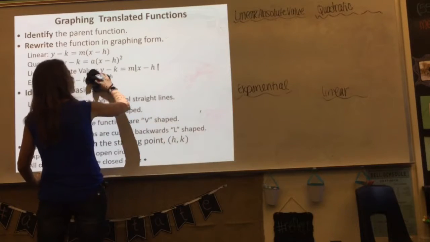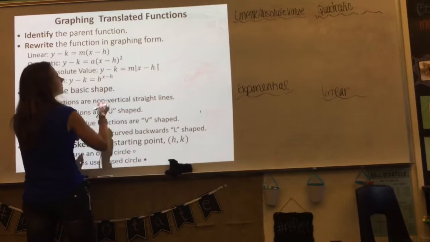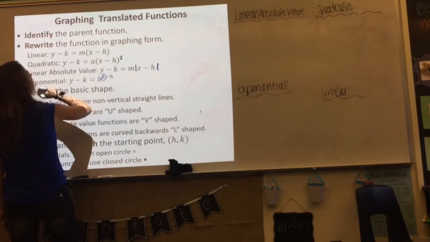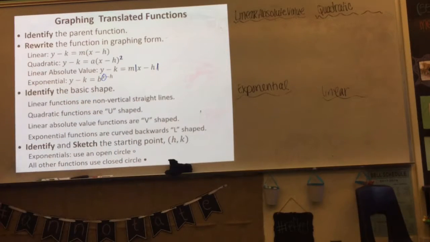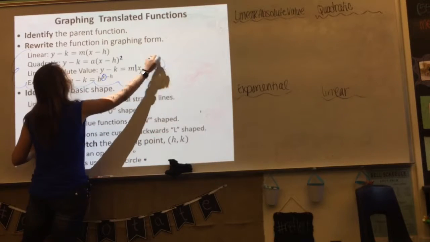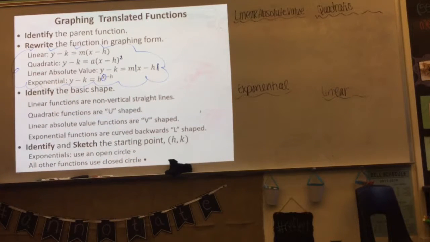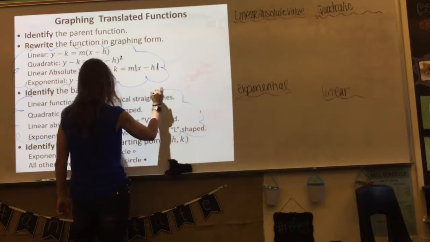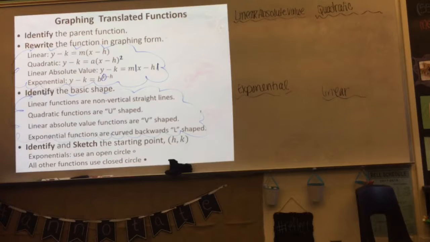All right, I'm going to re-highlight those in blue because I'm going to use my green pen for something else. Okay, so we're going to identify them and their basic shape. I'm going to highlight this. You guys know their basic shape, right? We know when it's a U shape. When is it a U shape? Quadratic. When is it a V shape? Absolute value. Good.